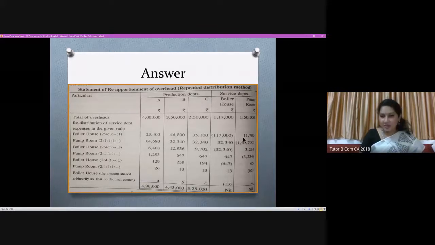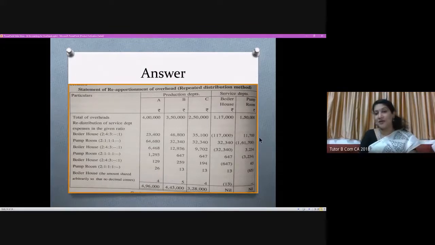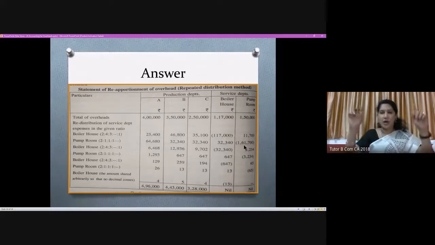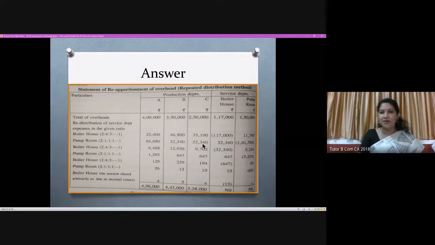2:4:3:1. Right. When I'm sharing, I observe that there is one portion of boiler house expense being shared with the pump room also. So next time, when I'm going to nullify the expense of pump room, I will have to take the total. That is 1,50,000 plus 11,700, which will come as 1,61,700. So I put that in the second step to nullify that. Now, how am I going to nullify that? I'm going to share that with A, B, C and boiler house, which is given an expense of 32,340, which was shared from the pump room.